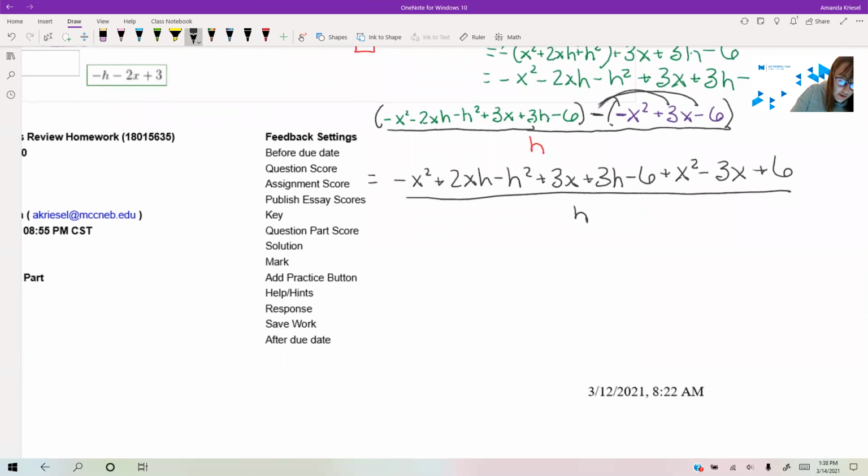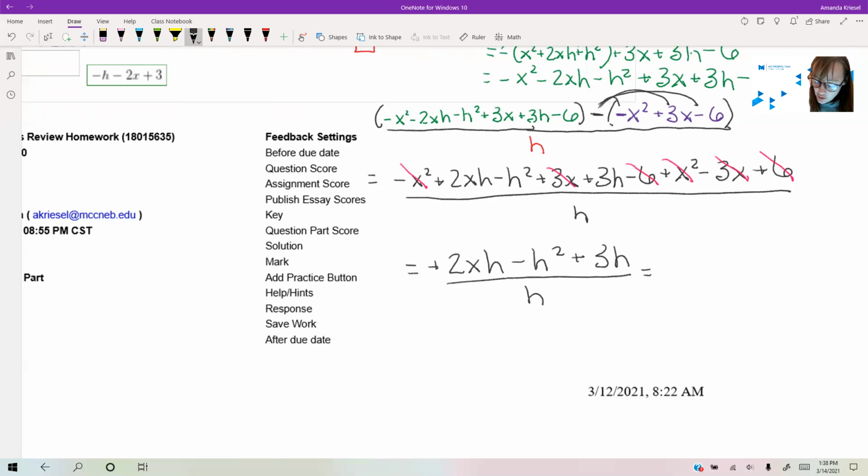Let's cross off our like terms and simplify that numerator. I have minus x squared and plus x squared. I'm going to have this 2xh, this h squared. The 3x and the 3x are going to cancel, and that minus 6 and that plus 6 are going to cancel. So what I'm left with is 2xh minus h squared plus 3h all together over h. Here we can factor out an h. So I have 2x minus h plus 3 all together over h.